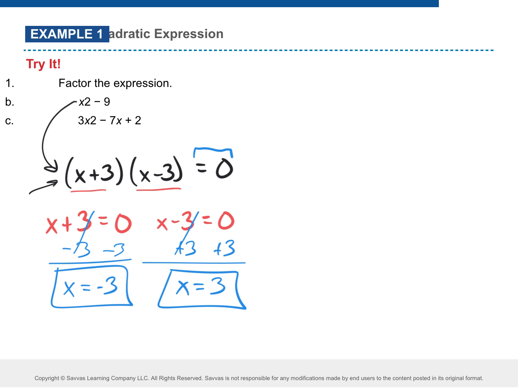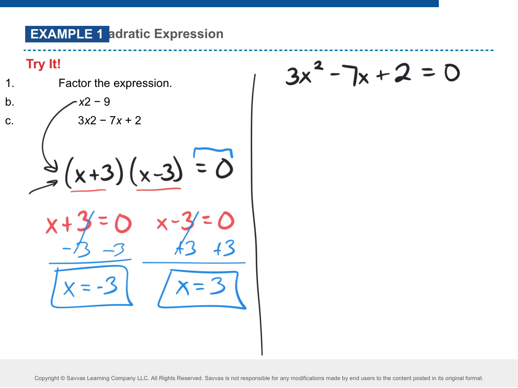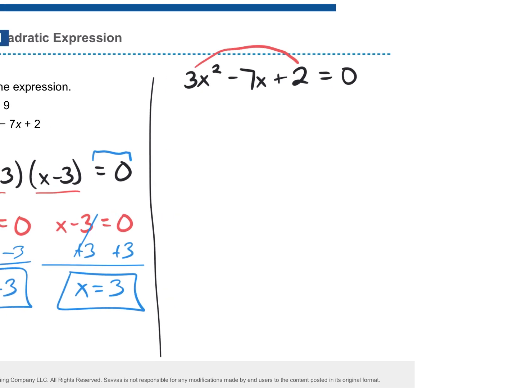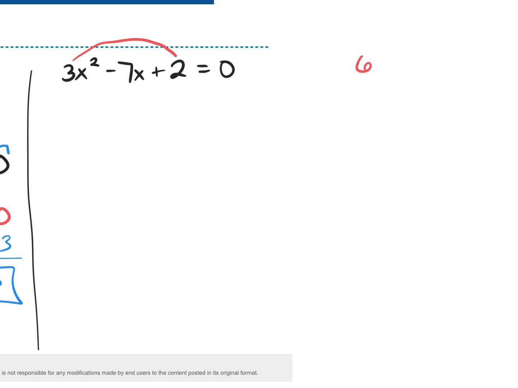Let's look at example 1b. I have 3x squared minus 7x plus 2 equal to 0. Do you have to multiply 3 times? Yep, we have an a value this time, so we need to take 3 times 2. What does that give us? 6. What are factors of 6? 1 and 6, 2 and 3. Which one of those factor pairs gets me to negative 7? 1 and 6. Do I need to change them to get to negative 7? Yes, both negative.